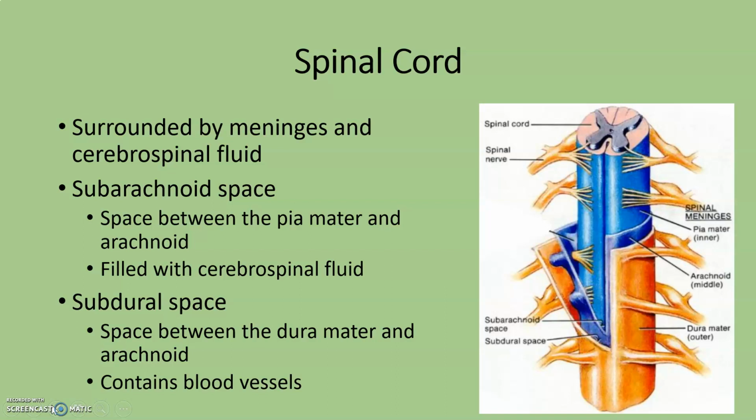There's also, in the spinal cord, the subarachnoid space and the subdural space. As you can recall, that subarachnoid space is the space between the pia mater and the arachnoid, and this is filled with that very important cerebrospinal fluid, which helps to protect and nourish the spinal cord. And then you have the subdural space, which is the space between the dura mater and the arachnoid. And this space is important because this is what contains blood vessels that help to nourish the spinal cord.